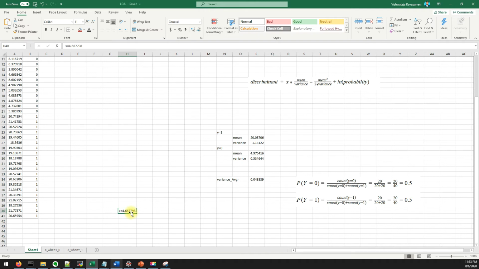That is what we want to identify now. Now let's do it, right? Now the LDA of y equal to 0 of x. So now what we need to do? We need to substitute these values in this formula. We know what x is, which is 4.